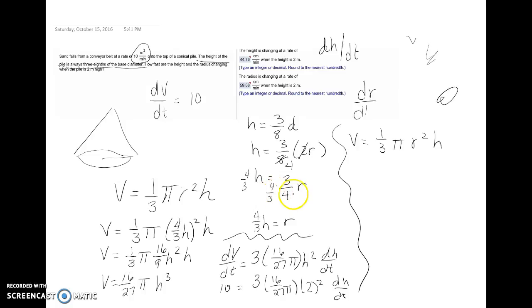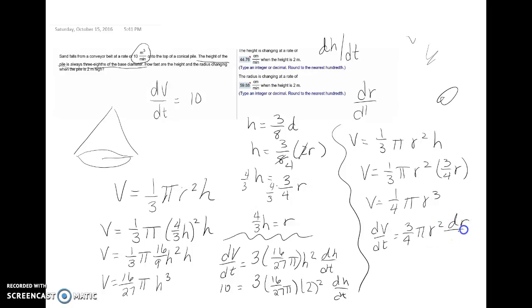So we know h is 3/4 r, so for h, we're going to plug in 3/4 r. Okay, so here we can multiply the 1/3 times the 3/4. The 3s would cancel out. We'd get 1/4 pi r cubed. So now when we take the derivative of both sides, we'd have dV/dt equals 3 times 1/4, so 3/4 pi r squared dr/dt.